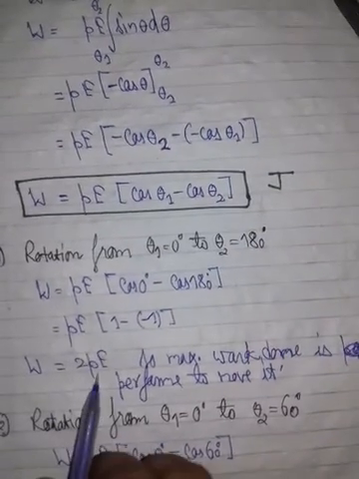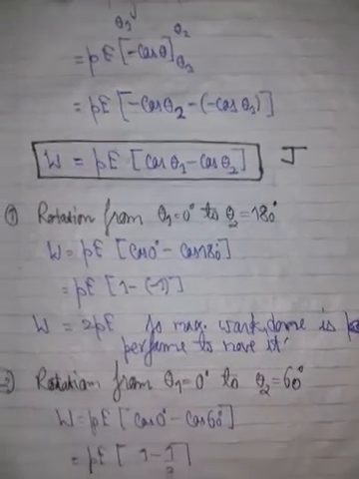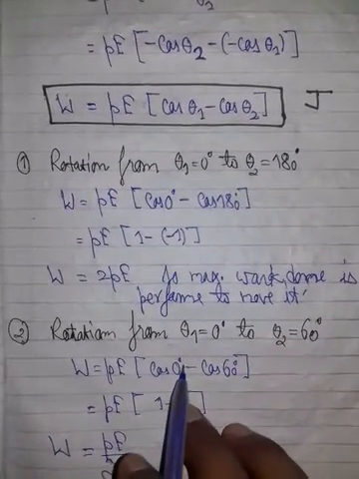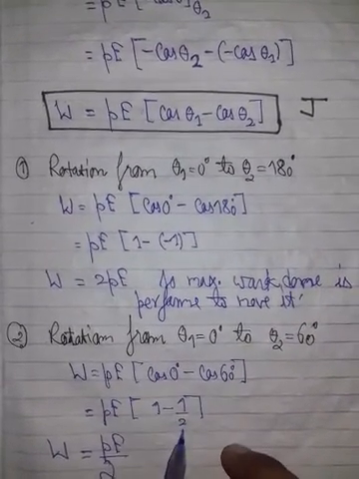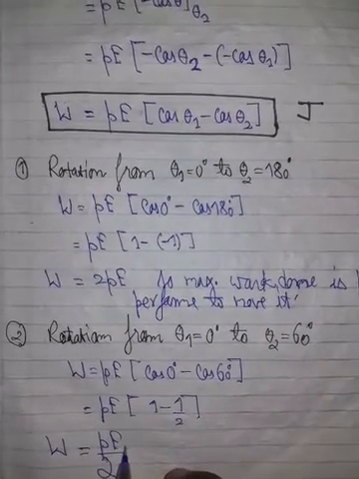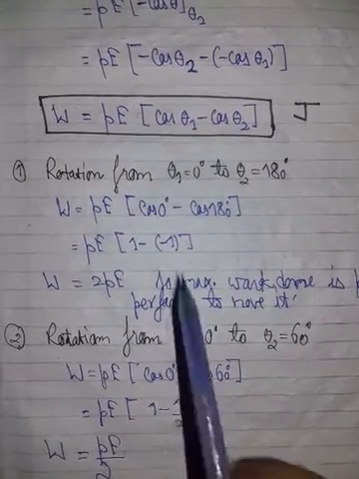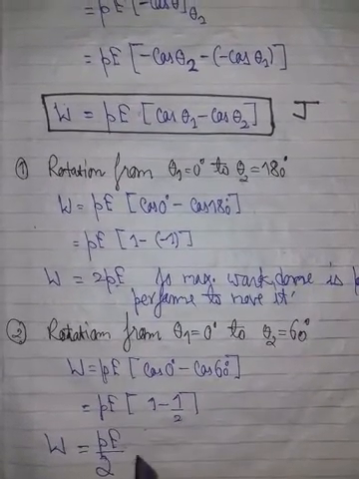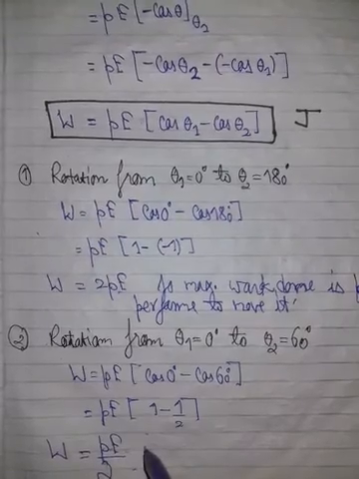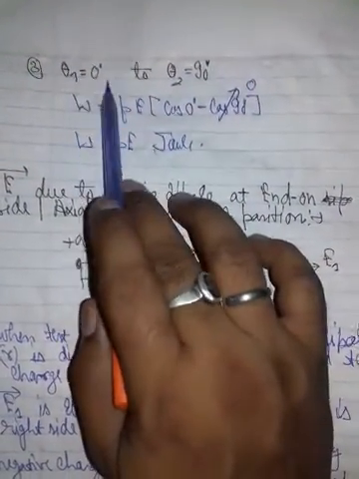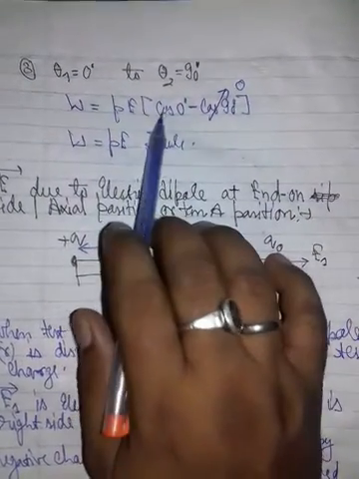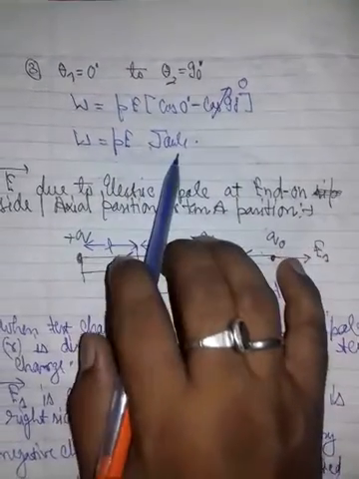For rotation from 0 degrees to 60 degrees, putting in the values, cos 0 is 1 and cos 60 is half, so the work done is half of 1 minus 1 half, that is P by 2. And by rotating from 0 degrees to 90 degrees, putting in the values, the work done is P joule.